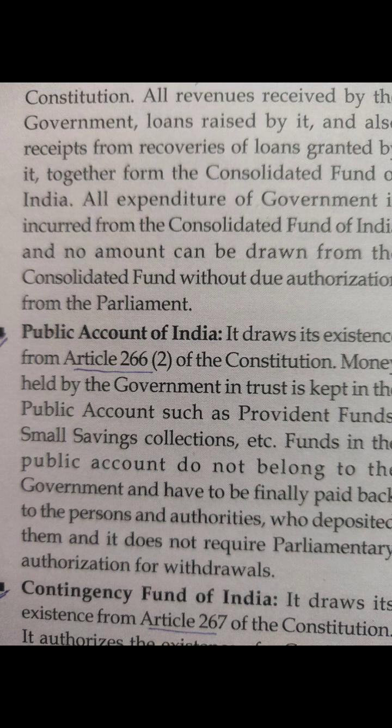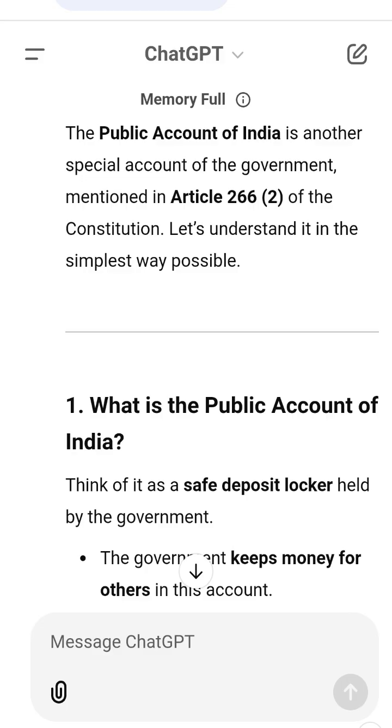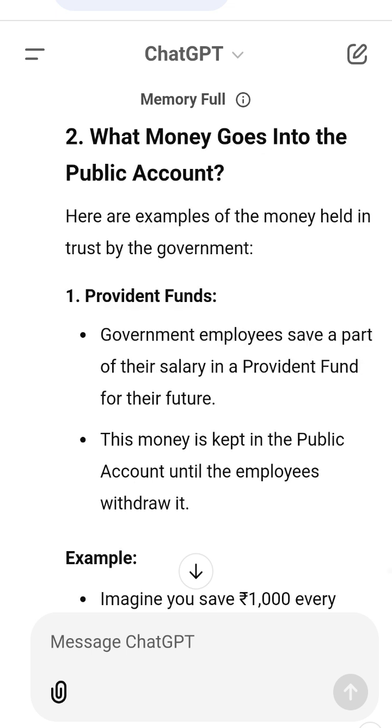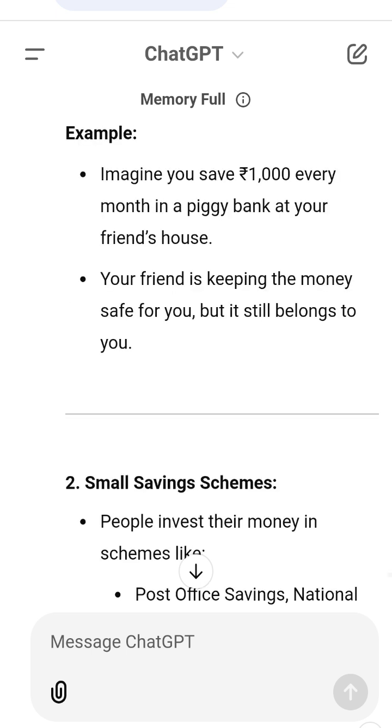5. Why doesn't the public account need Parliament's approval? Since this money doesn't belong to the government, it doesn't need Parliament's permission to withdraw it. The government simply pays it back when people ask for it. 6. Why is the public account important? 1. Trust. People trust the government to safeguard their money. 2. Accountability. The government ensures this money is returned safely to its owners.